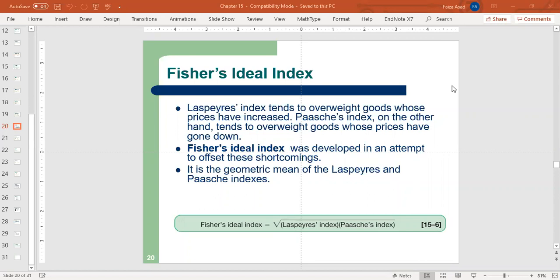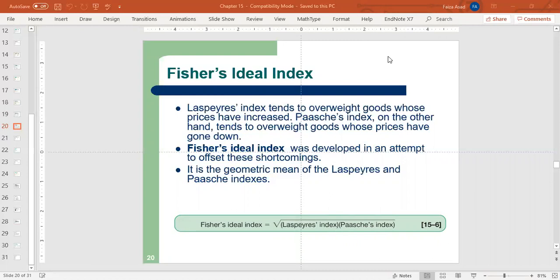In the previous lecture, we learned about the weighted and unweighted index. Unweighted index includes the simple average price index and the simple aggregate price index. These two indexes have one main difference: the simple average price index obtains the same value for the index regardless of the units of measurement. On the other hand, the simple aggregate price index is highly influenced by the units of measurement.